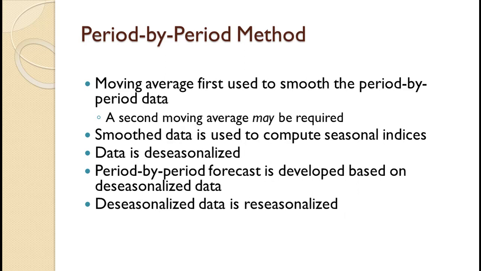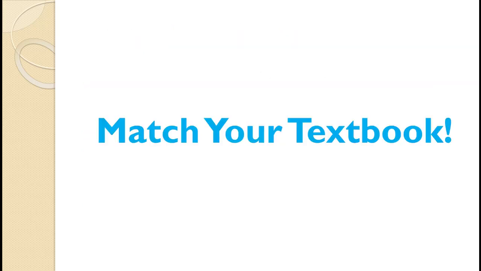The second method is one we will call the period-by-period method. The first step is to smooth the data using a moving average where the average period matches the seasonal period. If there's an even number of periods, as there is with quarters, a second moving average is required. Next, this smoothed data is used to compute seasonal indices. Then, these seasonal indices are used to deseasonalize the data. We then use simple regression to produce a forecast for the next full cycle using the deseasonalized data. Finally, the seasonal indices are used to reseasonalize the forecast. Again, even though the annual approach is easier, you must use the same approach as is used in your textbook.